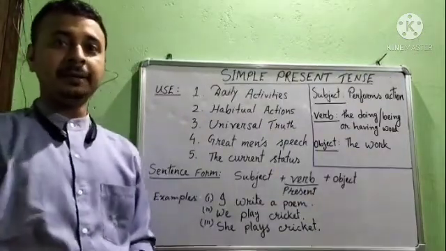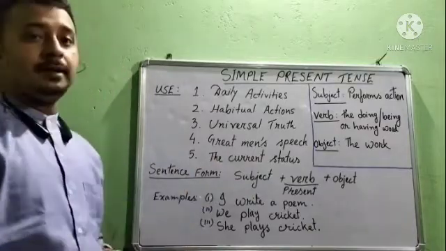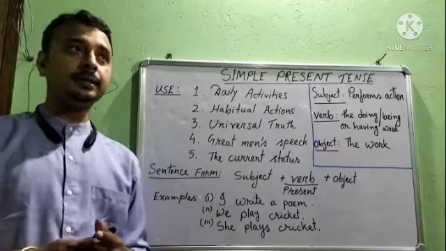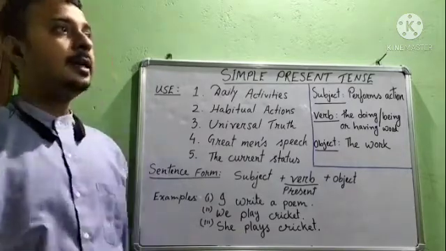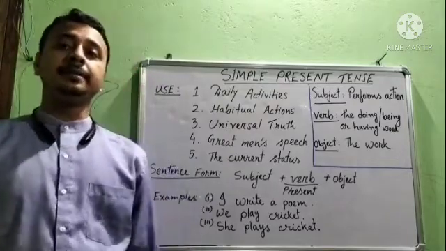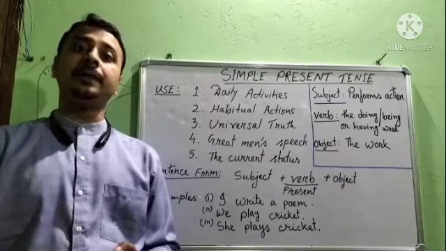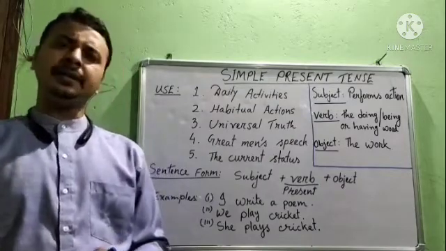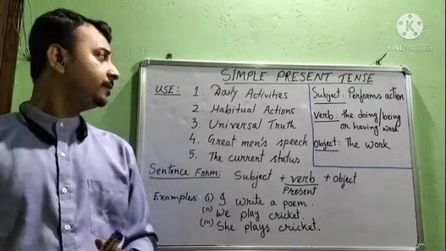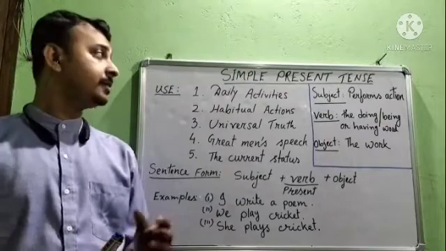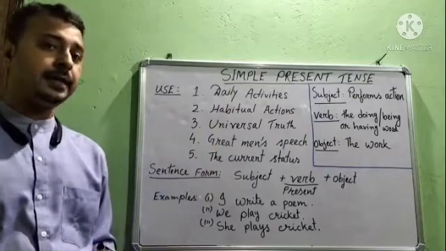Okay, so students, now I get into your lesson, that is simple present tense. But before going into the lesson, I tell you one basic thing, that there are three types of tenses, and they are present tense, past tense, and future tense. And of all those three tenses, there are four parts, and they are simple, continuous, perfect, and perfect continuous. So the first part of present tense, that is simple present tense, I am going to teach you, which is included in your syllabus. Okay.